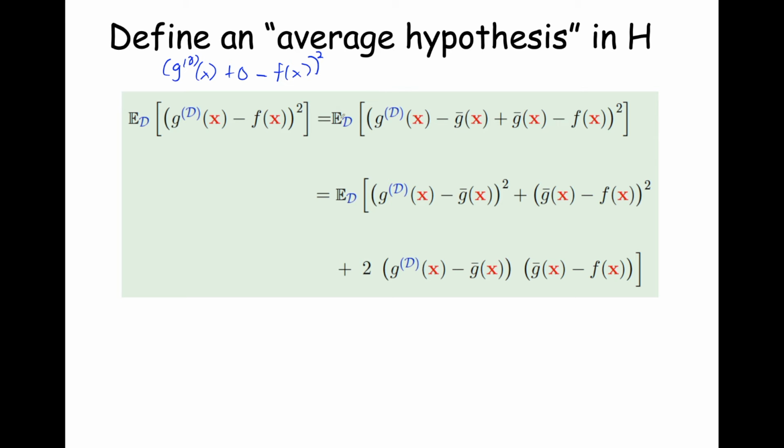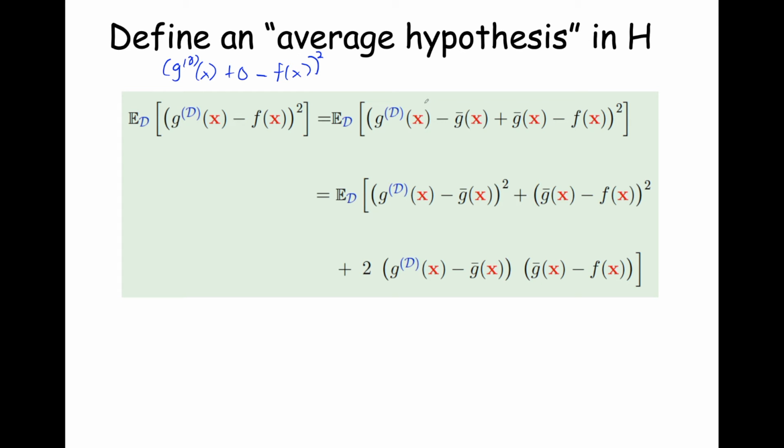And so we have now our expression, our expectation. The new version of our expression is the expectation with respect to the data sets of quantity squared: we have the g indexed by the data set of x, minus g bar of x, plus g bar of x minus our unknown target function f of x, quantity squared.